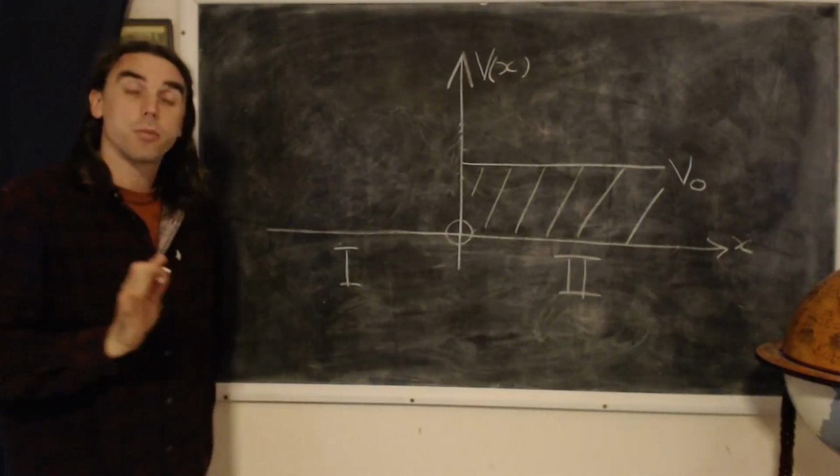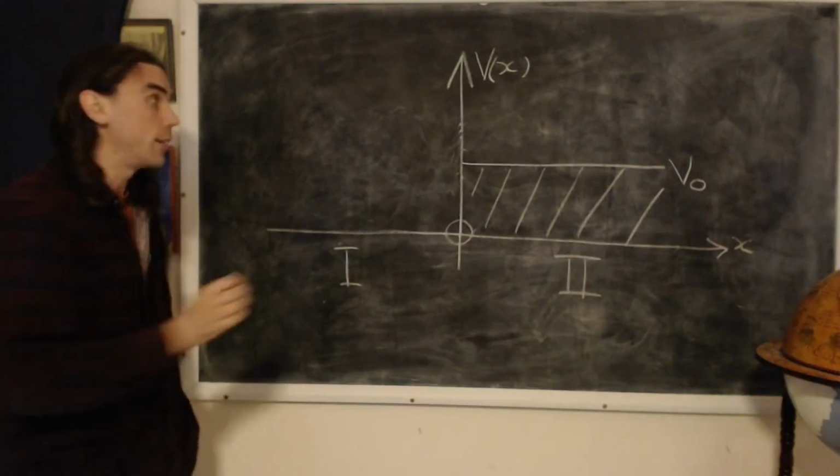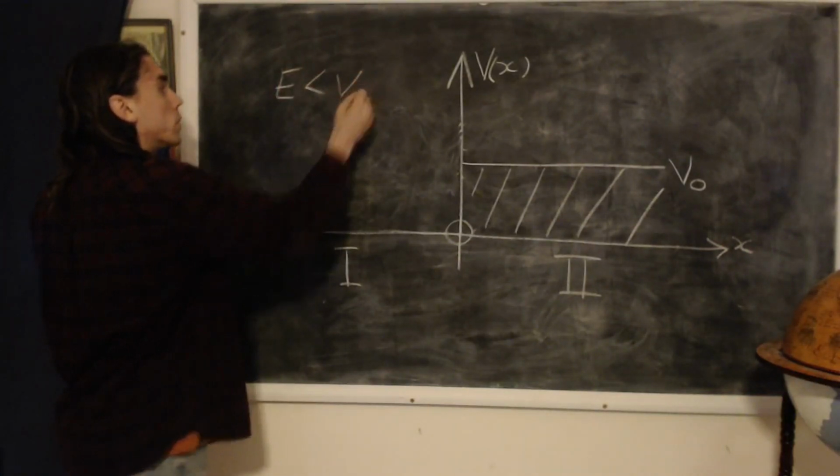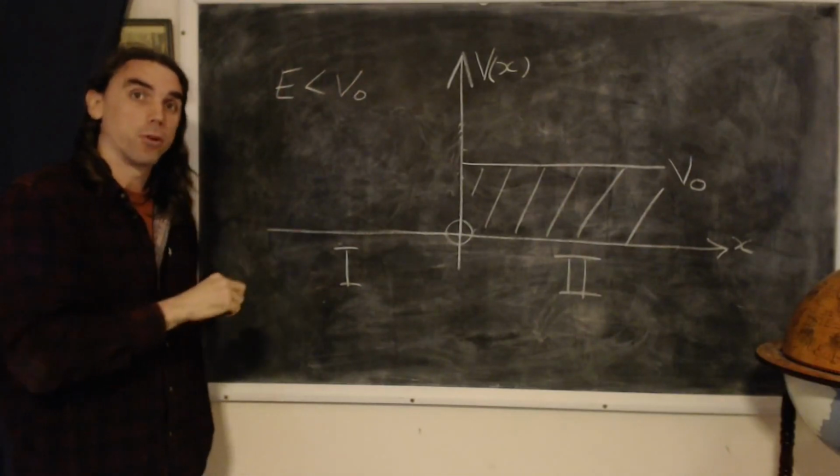Okay, so this time we're going to consider the case E is less than V0. We'll send a plane wave in as before from the left.